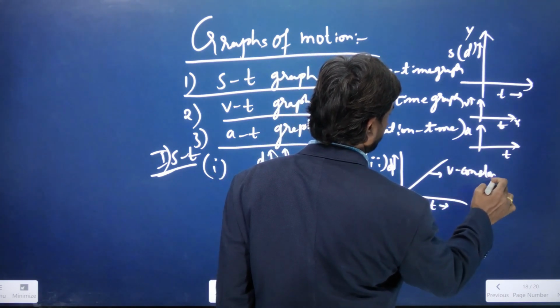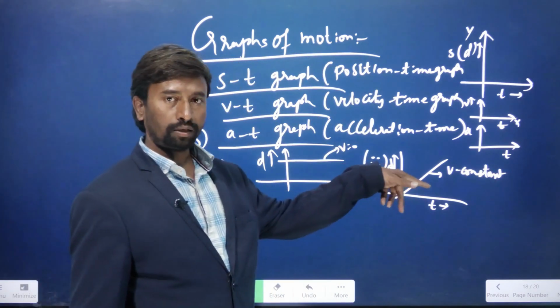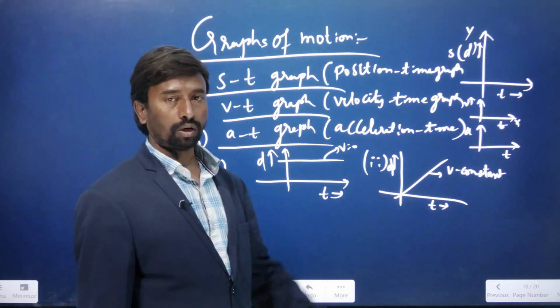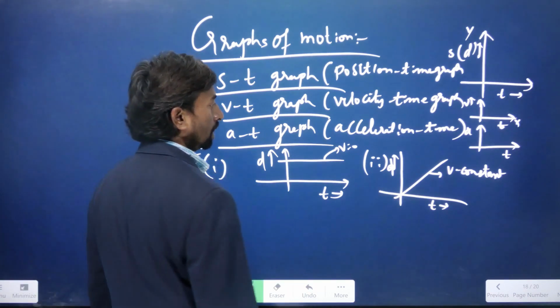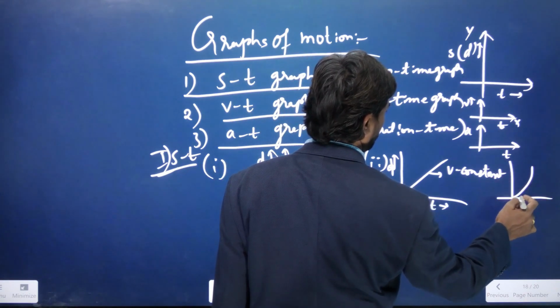V will be the constant. V is nothing but what? Slope. That is nothing but the ratio of the y coordinate to the x coordinate. Okay. And next, if a body is moving with increasing velocity, we'll get a curve like this.